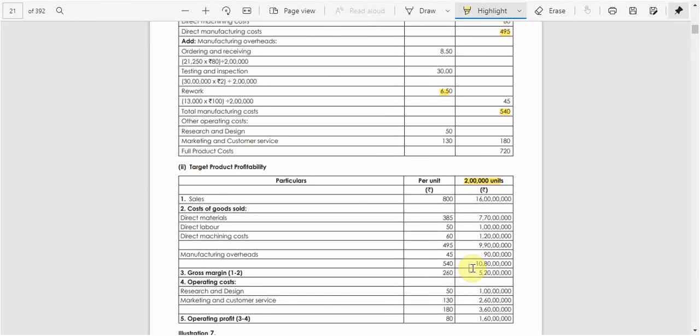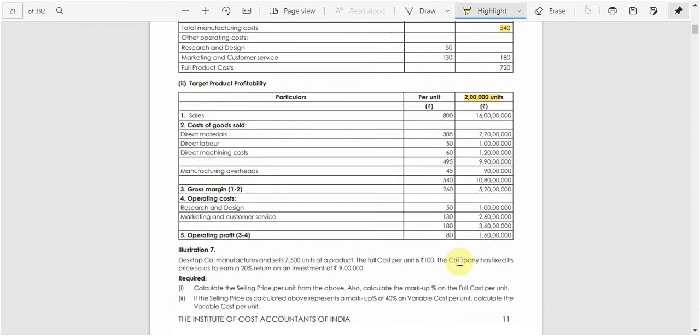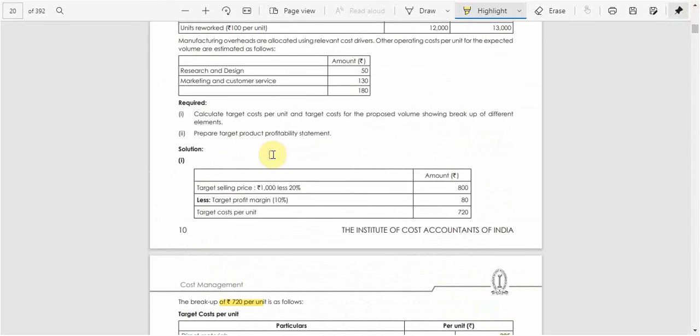We will get the gross margin: 1600 lakhs minus 1080 lakhs, which comes to 520 lakhs. To that we need to deduct the operating costs, the R&D cost and marketing and customer service. These two costs we need to deduct, so we get an operating profit of 160 lakhs. This is the answer for part 2, the profitability statement. This is the solution for this question.